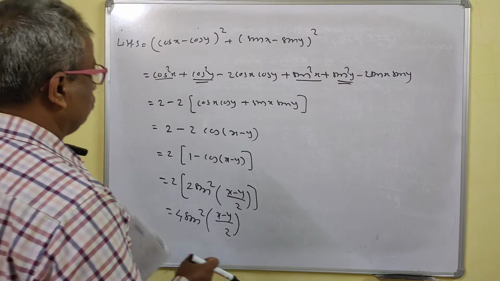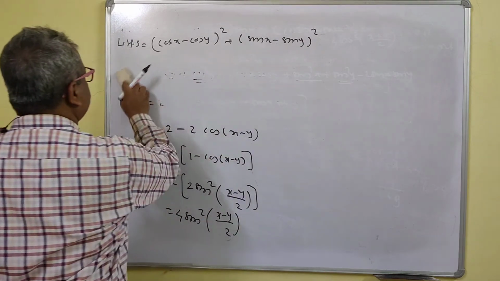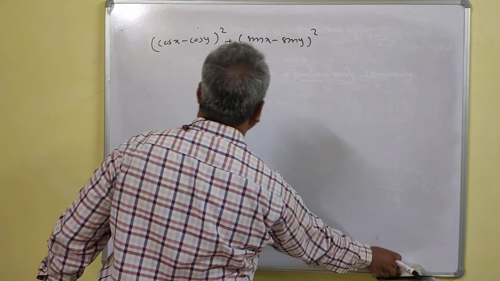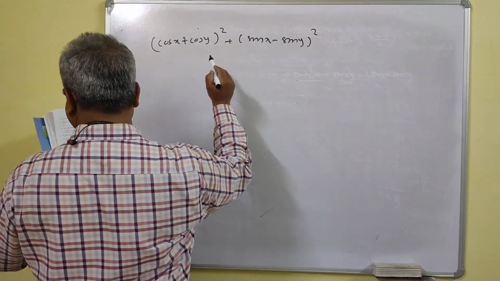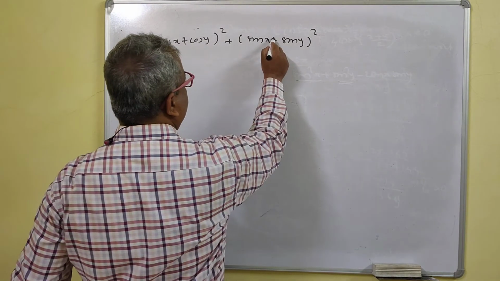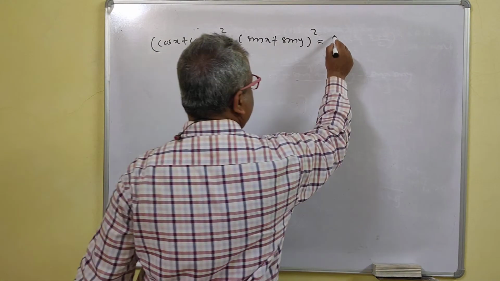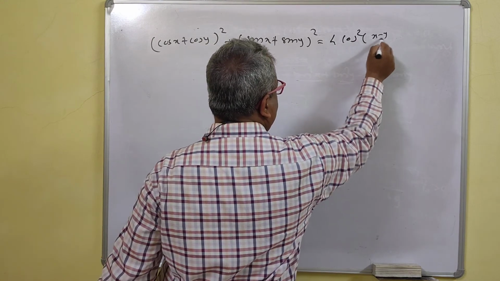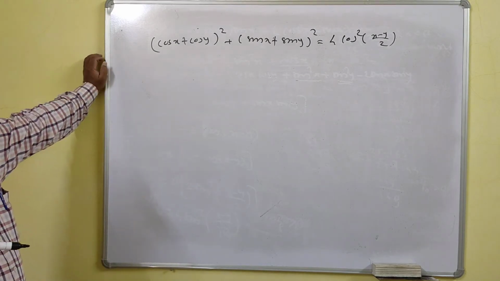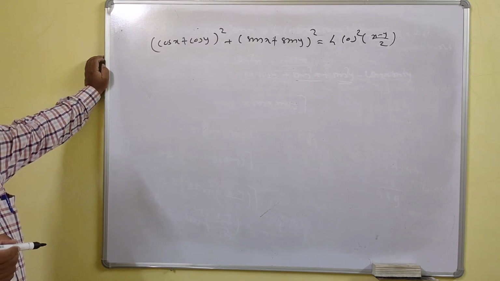And what do we do? Okay, so we'll take the problem for this one. What we have to do is put a plus sign now. Show that cos x plus cos y, we'll write plus here, and here also we'll write plus now. Show that this is equal to 4 cos square x minus y upon 2 now. In the same way we'll prove this one along the same line.